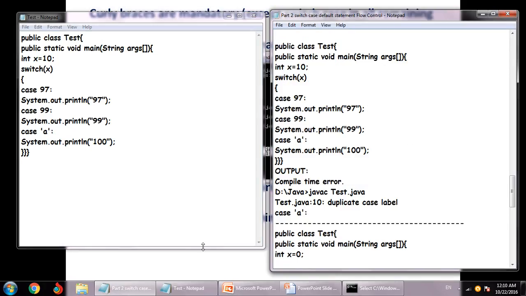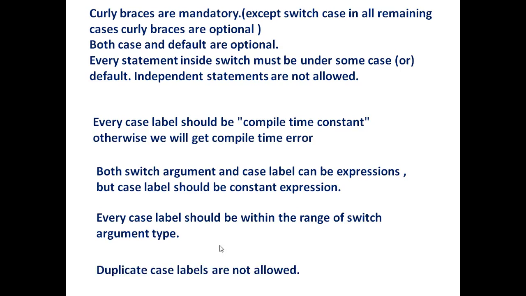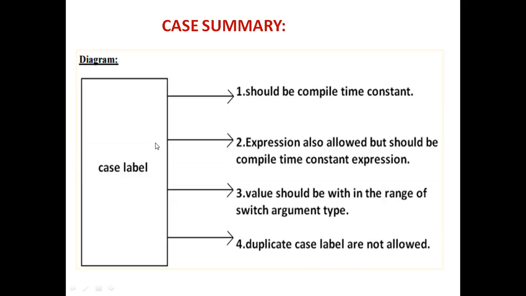Now moving on to the next point. The point was duplicate case labels are not allowed. Next is the case summary. So what are the various points related to the case label? The case label should be a compile time constant. It should not be a variable. You cannot have x or y over there. Of course you can, but then you have to declare that variable with the final keyword in order to make it a compile time constant.